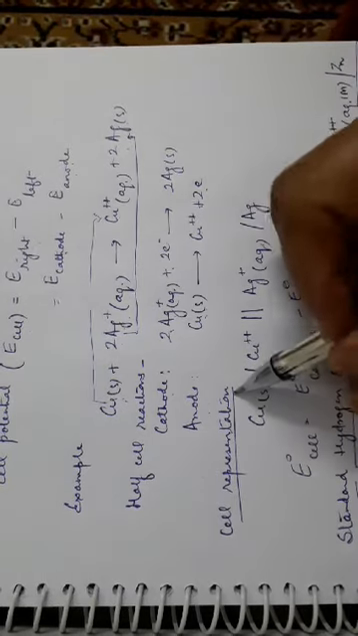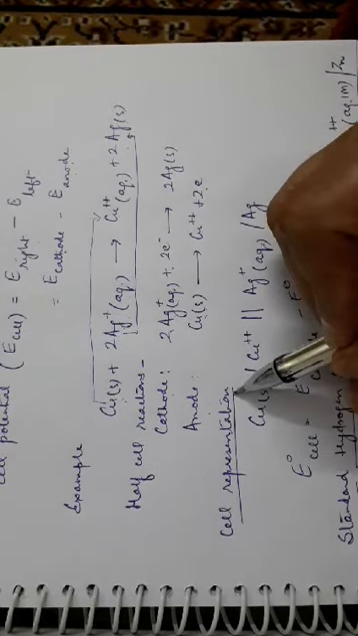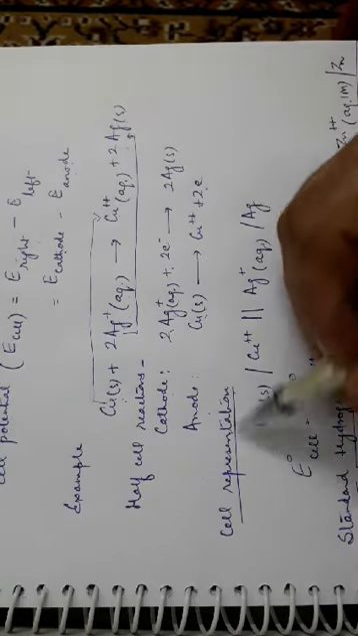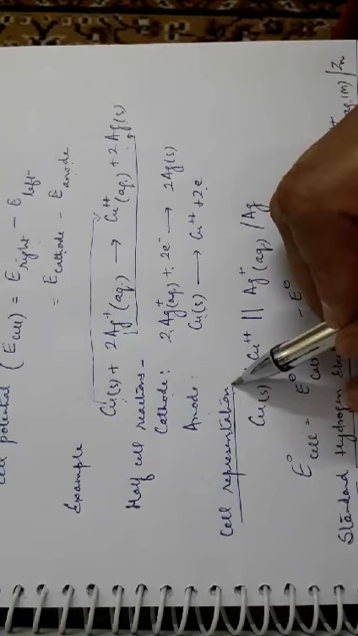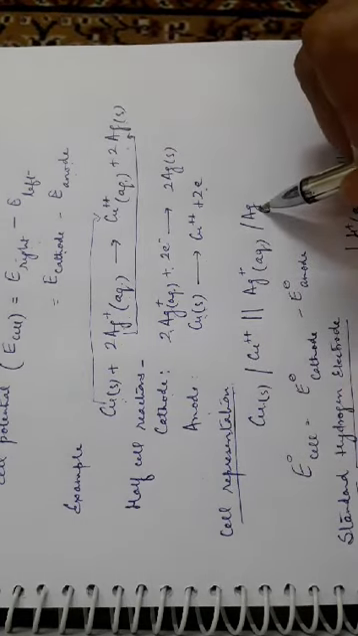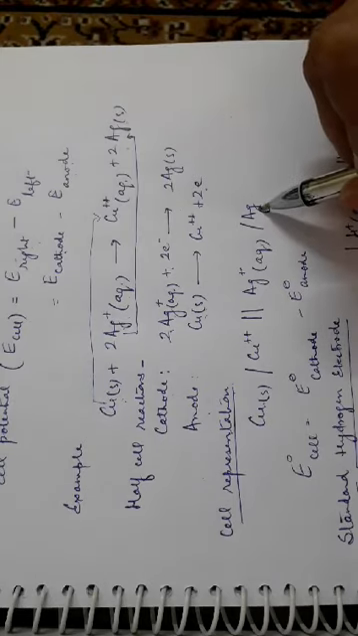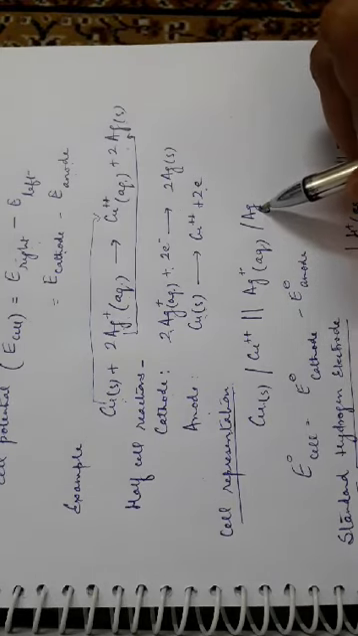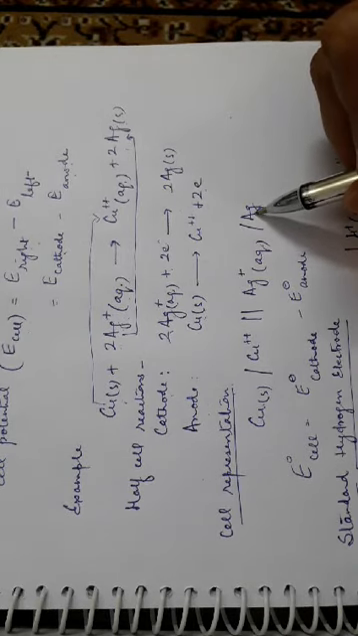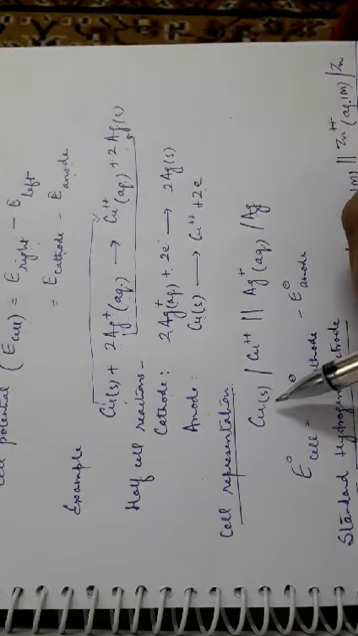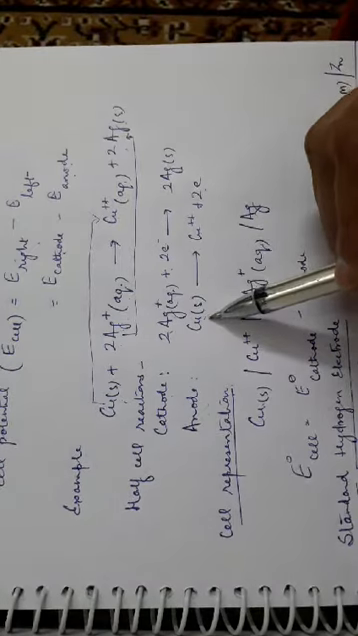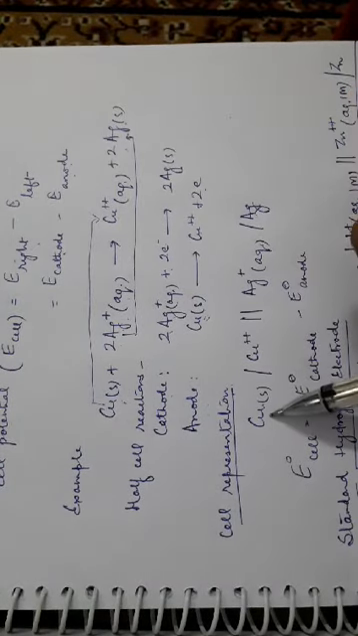Now comes the cell representation. We can represent the cell in the form of an equation like this. In cell representation, we need not draw the diagram again and again. We can just make out from this cell representation which one is acting as anode and which one is acting as cathode. Whatever is taken as anode is always written on the left hand side. So in this combination of copper and silver, copper acted as anode, so copper is written first.